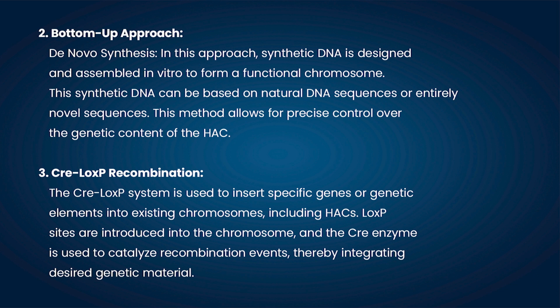The third method which is used is Cre-Loxp recombination. The Cre-Loxp system is used to insert specific genes or genetic elements into the existing chromosomes, including HACs. Loxp sites are introduced into the chromosome, and the Cre enzyme is used to catalyze recombination events, thereby integrating desired genetic material into the human artificial chromosomes that are constructed.